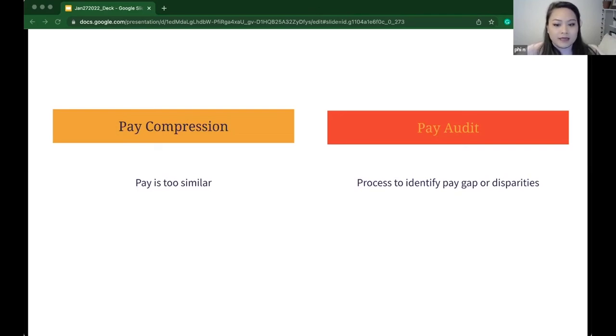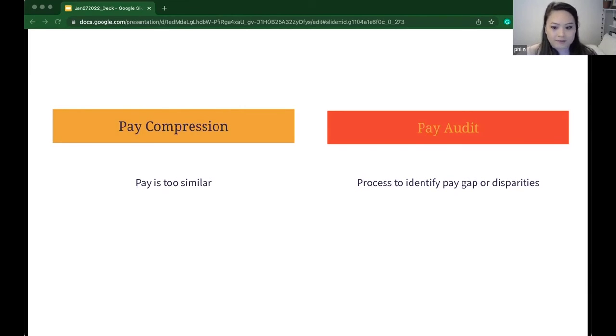And that could also mean, if somehow the pay structure has been done and it hasn't been updated, a manager's pay is very similar to that of their direct reports. There should be a big difference between a manager and the direct reports' pay.